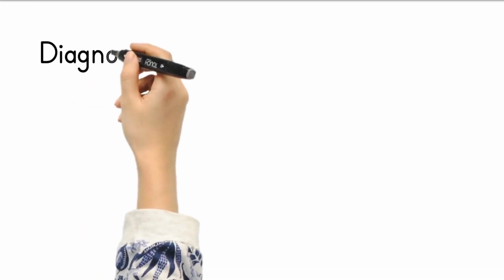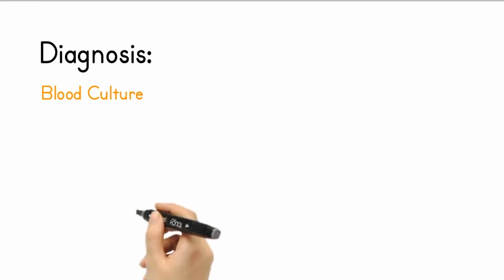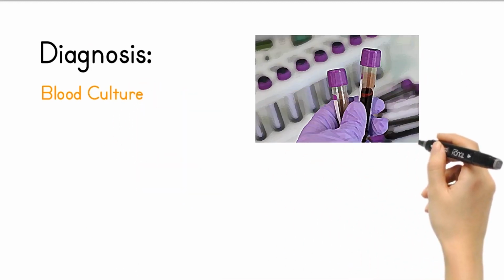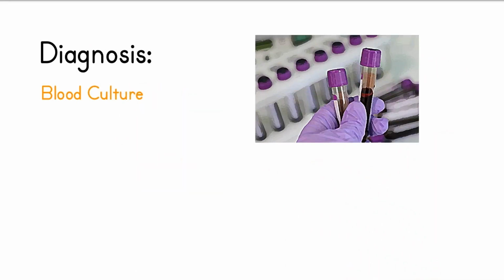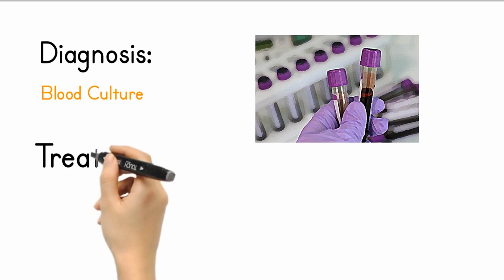Now let's discuss the diagnosis of typhoid. The most accurate test for the diagnosis is blood culture, while stool culture would delay the treatment since it would contain organisms only during the second and third week.